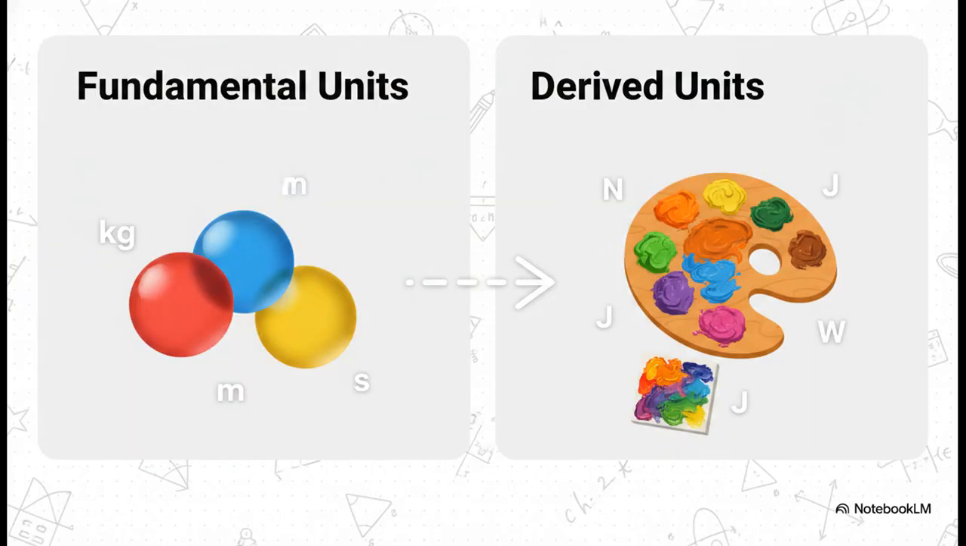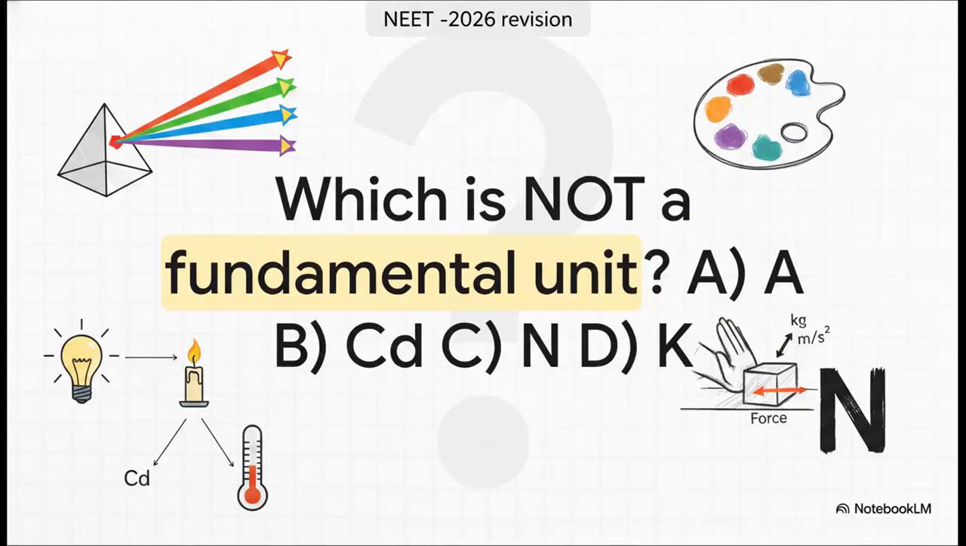To keep things super simple, think of your fundamental units exactly like primary colors. Red, blue, yellow. They just exist independently. Derived units, on the other hand, are like paintings mixed from those primary colors. You absolutely cannot have the painting without having the primary colors first. It's the perfect way to separate the 7 base SI units, like kilograms and meters, from literally everything else built out of them. So let's immediately test that out with MCQ1.